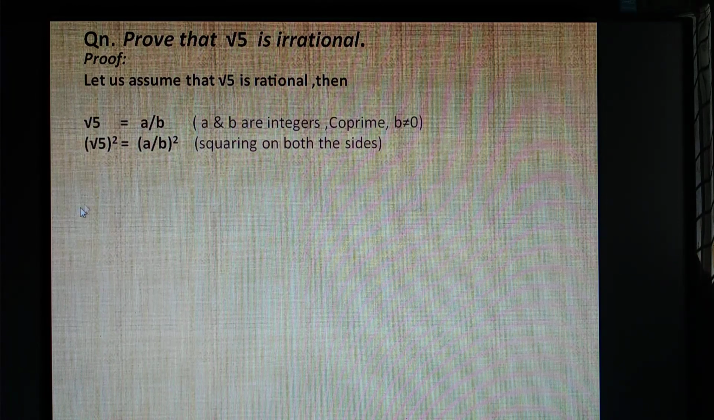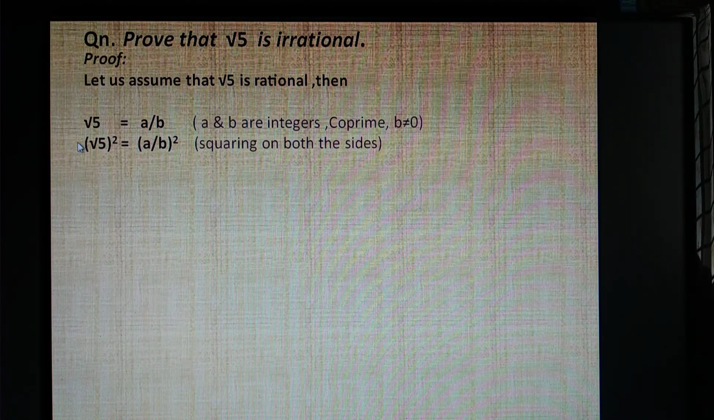Following the definition of rational, root 5 is equal to what? a by b, fraction form, where a and b are integers, right? And 2 points you need to remember while taking those integers. What are they? a and b must not have common factors other than 1. Such numbers are called coprime. Coprime is nothing but a pair of numbers which has only one common factor, that is 1. And b is non-zero because it is in the denominator, no?